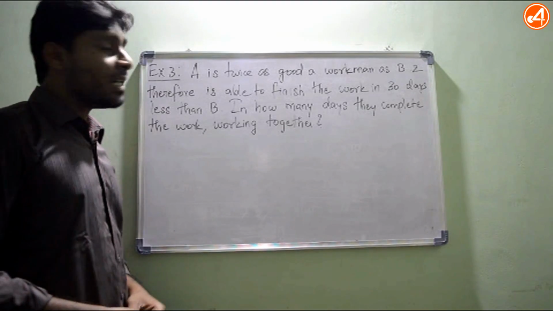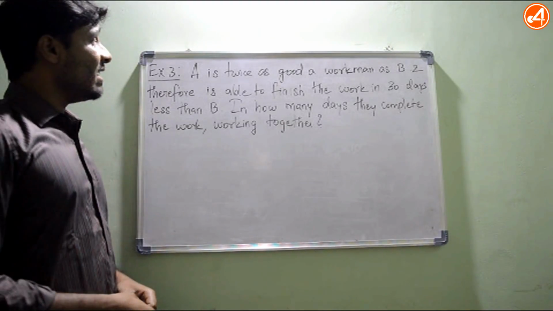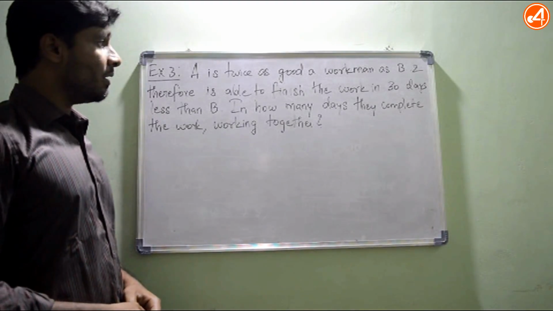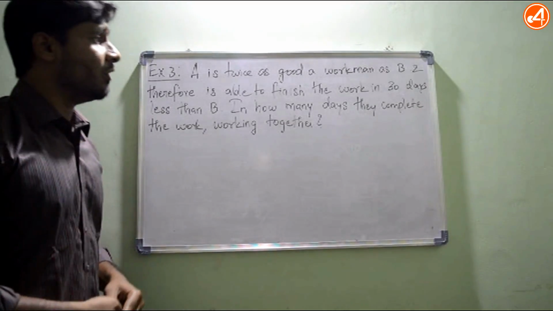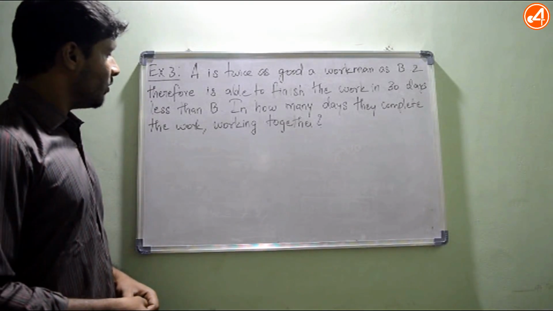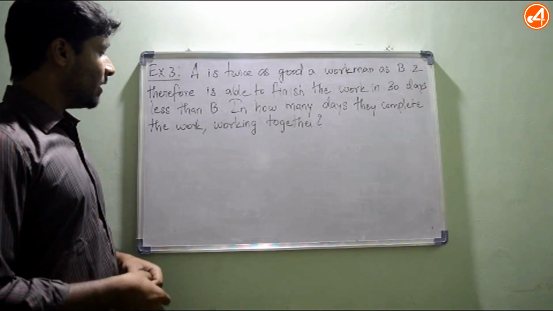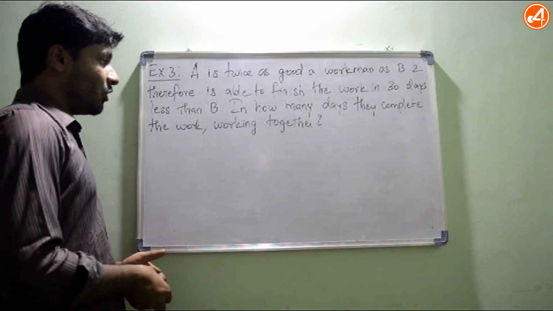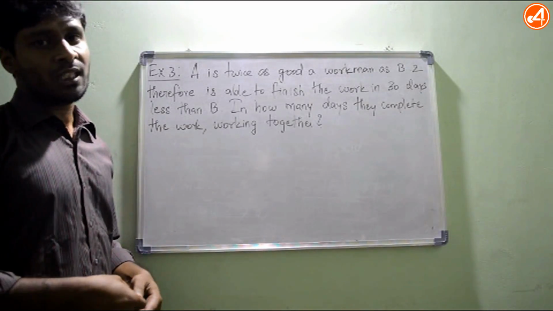And example 3, here it is given that A is twice as good a workman as B and therefore is able to finish the work in 30 days less than B. In how many days do they complete the work working together? If suppose A and B work together, how many days will they take? That's the question being asked here.